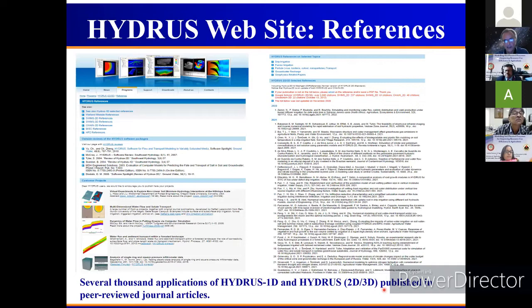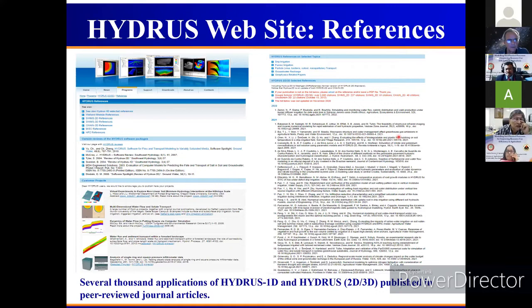For Hydrus 2D, we provide not only the list, which is chronological, but we also provide a separate list of some more common applications, such as for drip irrigation, furrow irrigation, transport of different types of particles, groundwater recharge, geophysical related papers, etc. And we are trying to update this as often as we can.